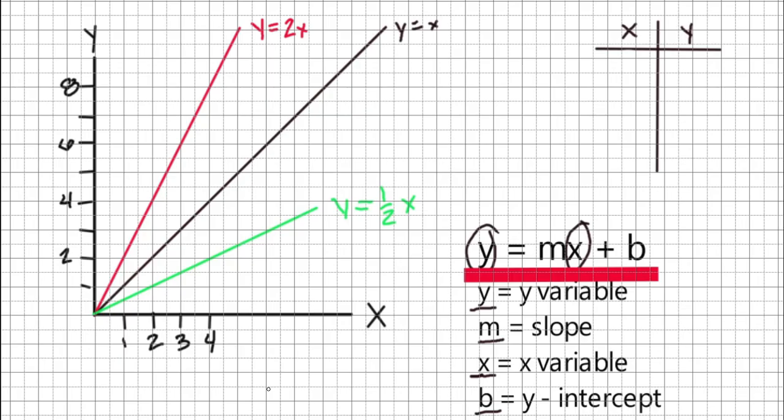All right, let's go ahead and expand a little bit more. So we've started with y equals x, so we understand how our x variable and our y variable interact. We've added our slope, which is our m, and we've seen how that can change our lines. Now let's go ahead and add our b, which is our y-intercept. Remember, our b is our y-intercept.